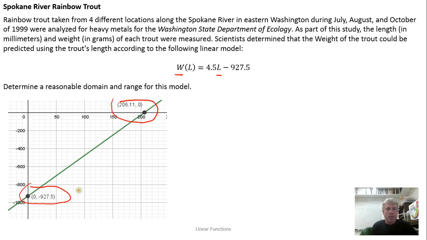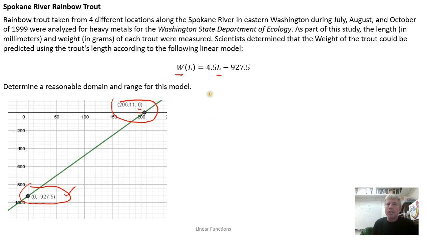And clearly this intercept doesn't make sense. This is a trout whose length is 0 millimeters having a negative weight. And over here, this intercept has a trout whose length is 206 millimeters having a weight of 0 grams. So neither one of those two intercepts makes sense. So they might not be particularly useful for finding a domain and range for this model.